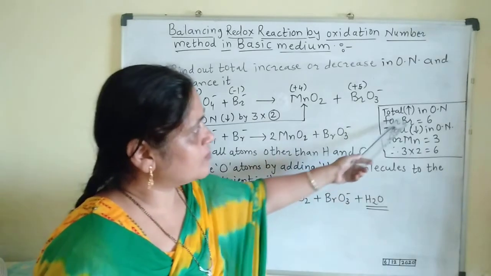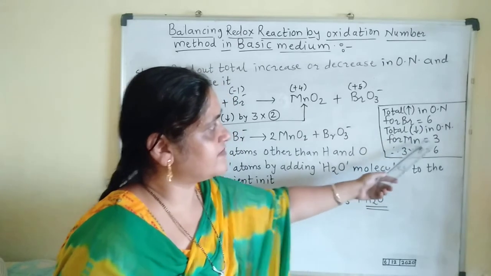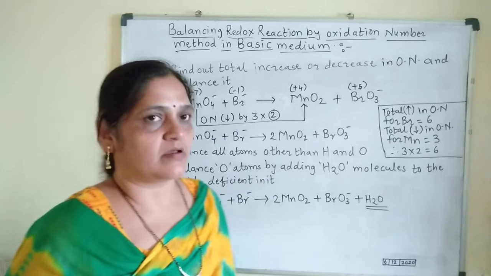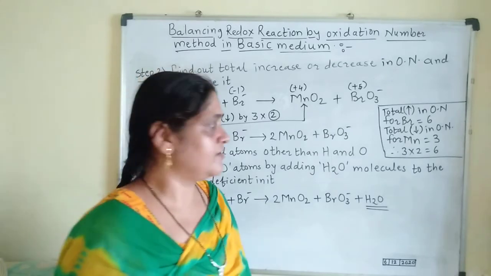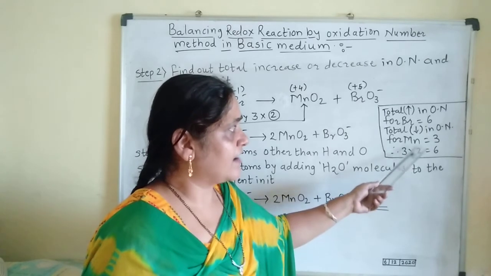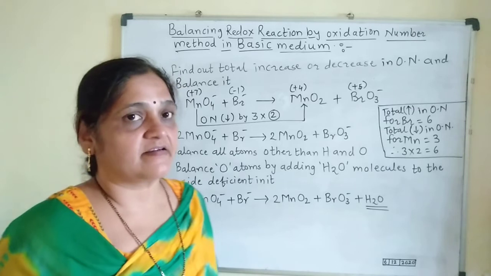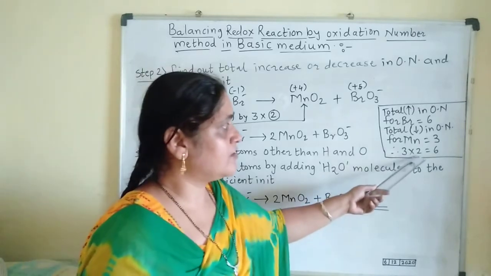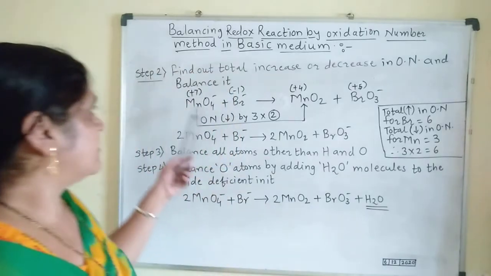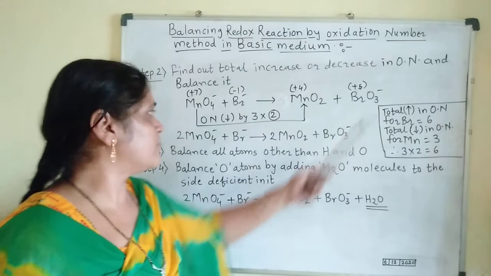Now for Br, the total increase in the oxidation number is 6. And for Mn, the total decrease in the oxidation number is 3. Now in order to balance the oxidation number increase and decrease, you have to multiply the reaction that is showing total decrease in oxidation number, that is the reduction reaction, by 2. So that 3 multiplied by 2 is equal to 6. Let us see. MnO4 minus plus Br minus gives MnO2 plus BrO3 minus.